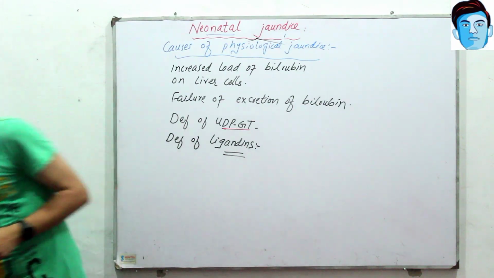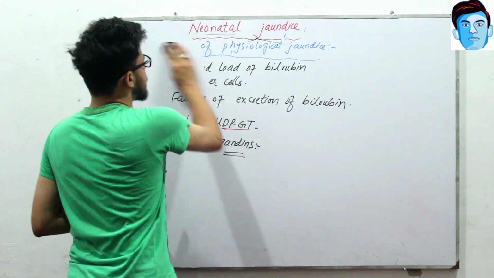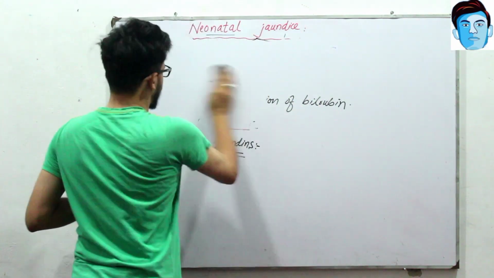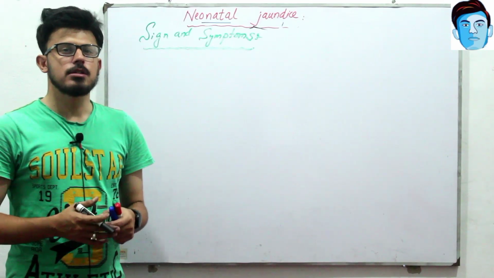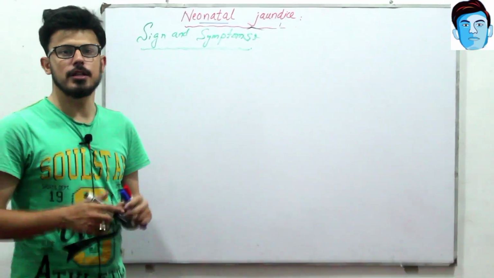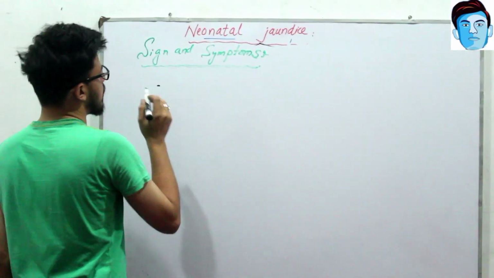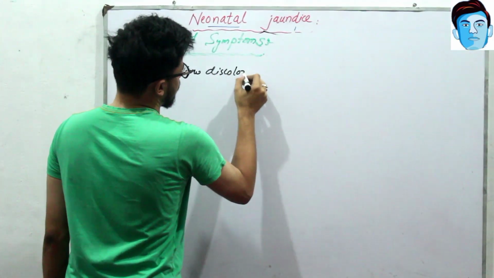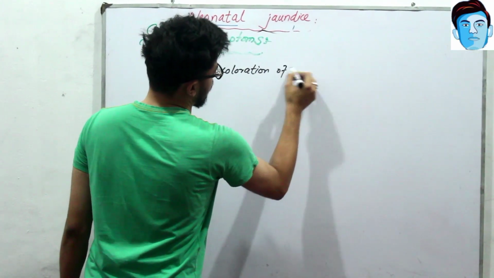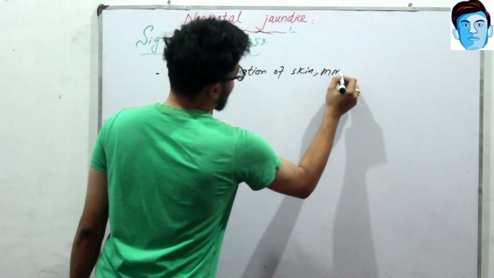Now coming toward the specific signs and symptoms of physiological jaundice. So let's discuss the signs and symptoms. What are the signs and symptoms of a patient suffering from neonatal jaundice? The major complaint is yellow discoloration of the skin, mucous membrane and sclera.